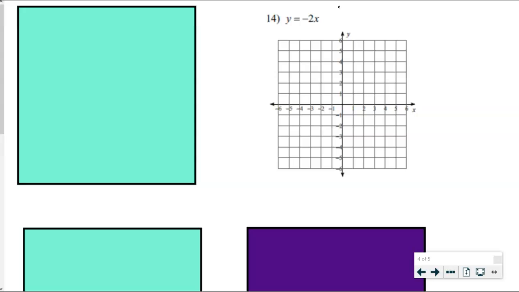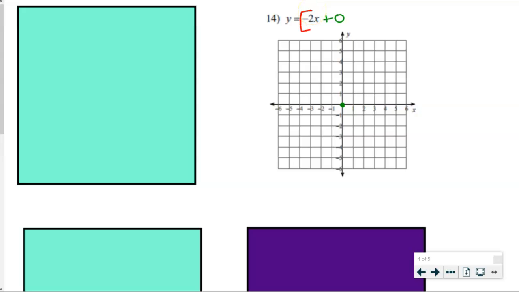Let's see the hands. Siley. Yeah, we're lazy mathematicians, so they should be adding zero, but are they? No, but that's our job to recognize. What is the y-intercept then? Zero. What is the slope?